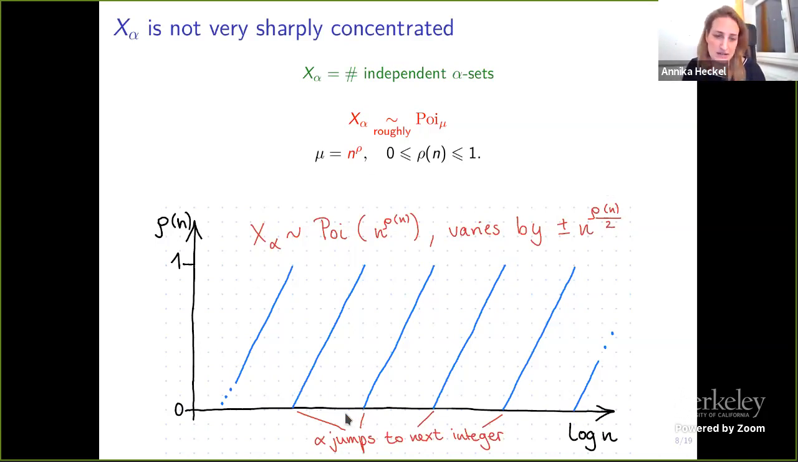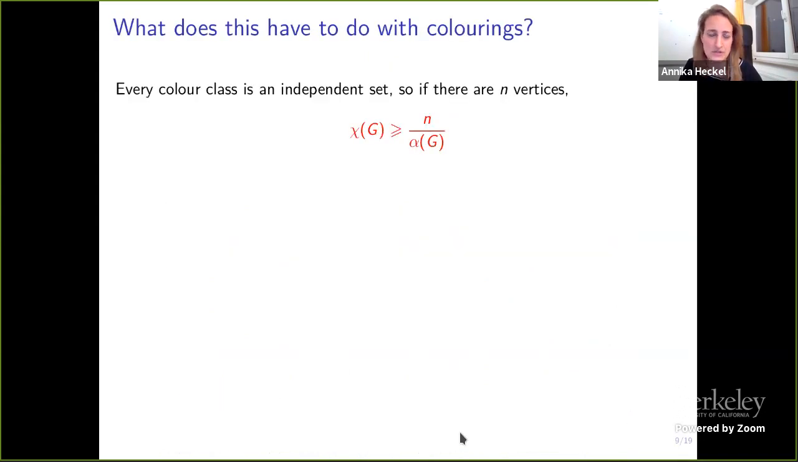And if we pick some n where the expected number of alpha sets is kind of close to n, so if we pick an n that's kind of here, this means that the number of alpha sets should vary by, well, about root n, about its mean. Okay, so there are some n where the number of alpha sets is not very sharply concentrated. Now that's good, but what does it have to do with our problem? So what do independent sets have to do with colorings?